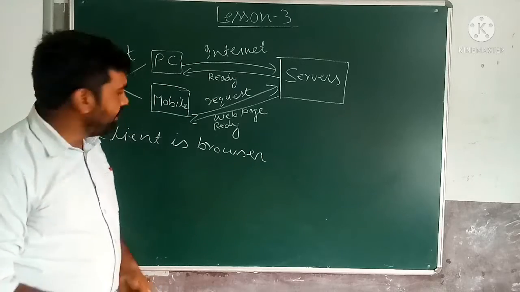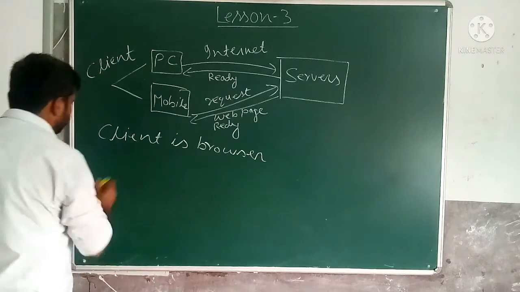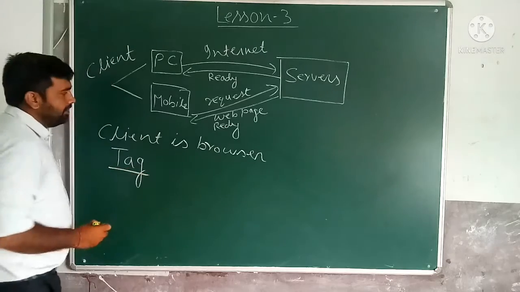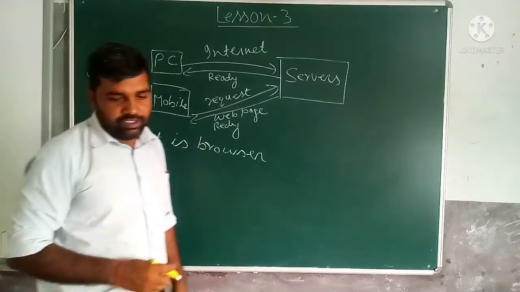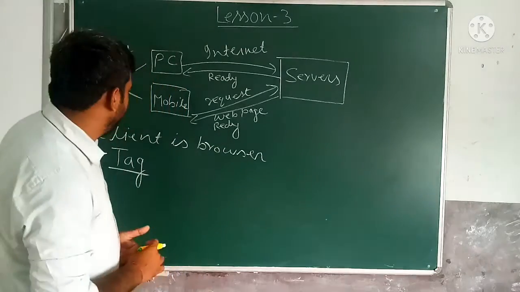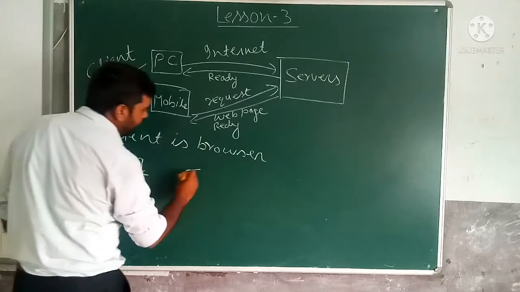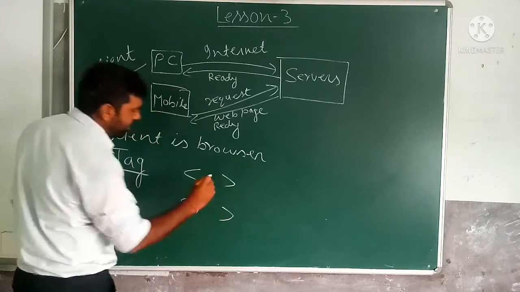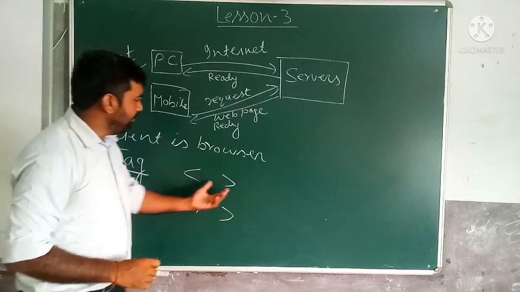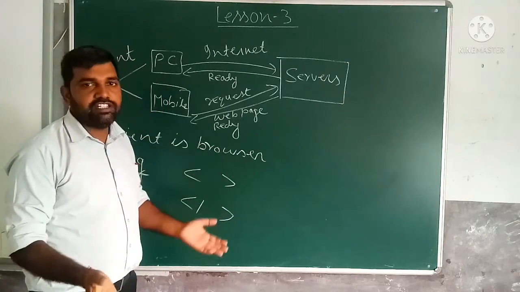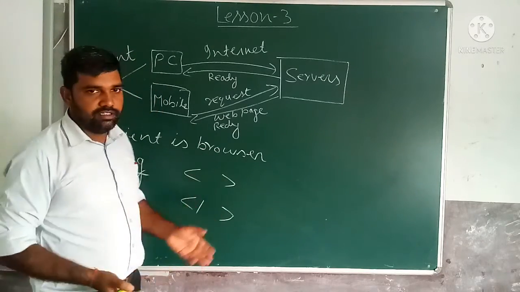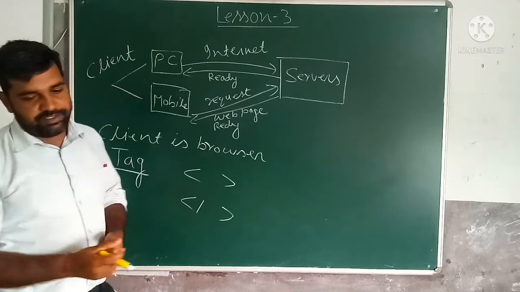Now tags, elements and attributes. So what are tags? HTML is called a tag based language. Tags are the building blocks of a web page. Tags mean whatever we write inside angular brackets, open and close, that is called a tag. With the help of tags only, HTML programs are written. That we will learn in detail in the coming lectures.